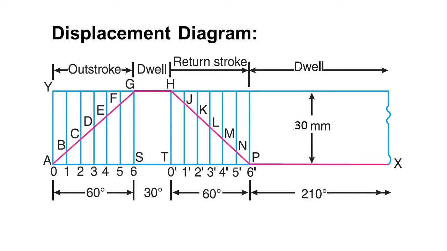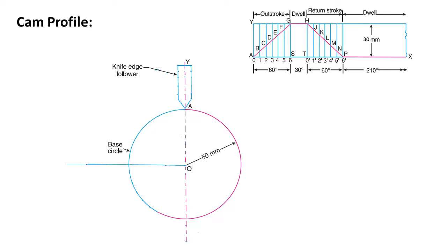So this is the displacement diagram, and with this displacement diagram we will draw the cam profile. Wherever you draw the cam profile, above that or a bit more above, you should have the displacement diagram drawn, so that all the distances you can very easily measure from the displacement diagram and mark them on the cam profile and complete the cam profile. So you should have the displacement diagram above the cam profile, whatever you are drawing.